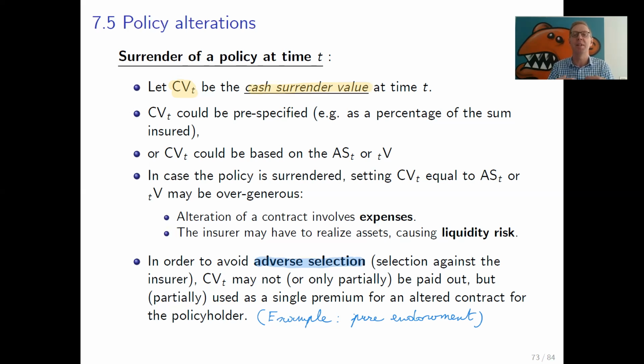On the other hand, this cash surrender value is something that belongs to the policyholder in some sense. So what to do with it? Well, that is explained here. If we want to avoid anti-selection or adverse selection, the amount that the person who wants to stop his pure endowment before retirement should receive, or that is his own money, is not paid to him, but used as a single premium for a new contract. We will illustrate this in some examples.